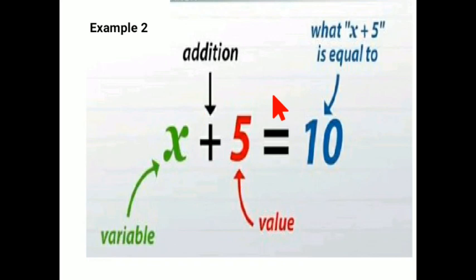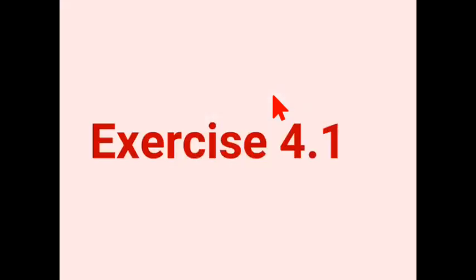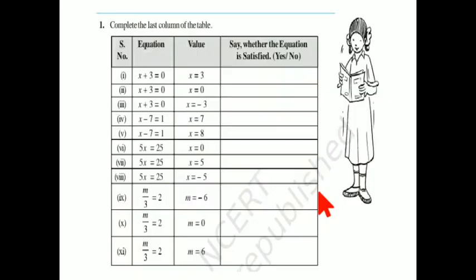So students, based on this only we will try to solve our exercise which is given in your book. Okay, so without any delay, let us start solving the exercise 4.1. Alright, so here we have the first question, that is number 1. Complete the last column of the table, that is this column we have to fill up here.